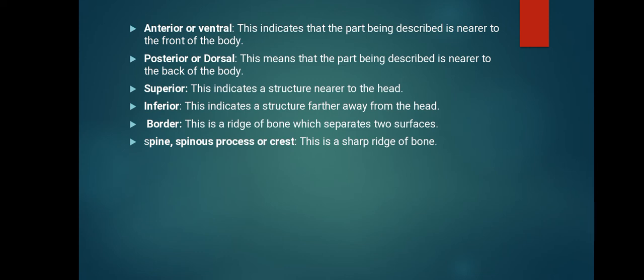Superior, a structure nearer to the head. Inferior, a structure further from the head. Then a border, this is a ridge of bone which separates two surfaces. Spine, spinous process or crest, this is a sharp ridge of bone.